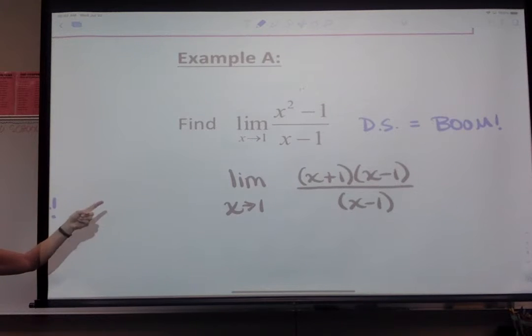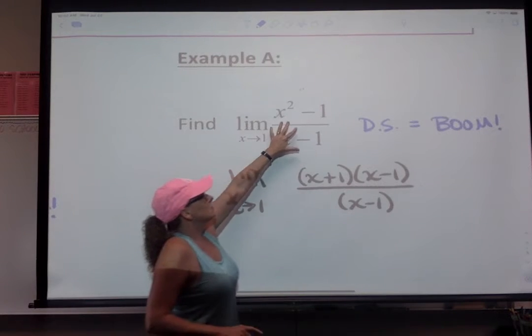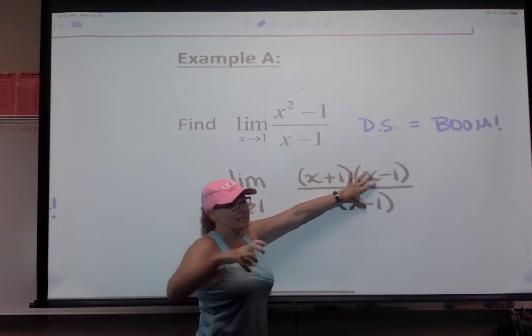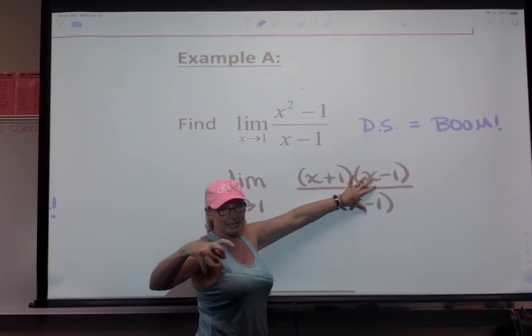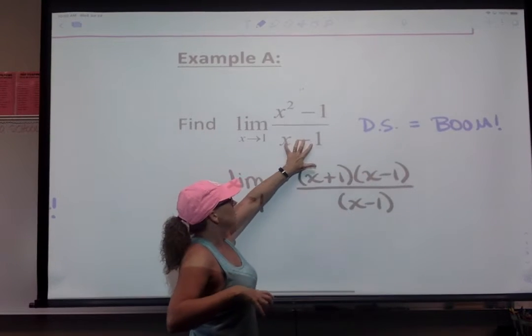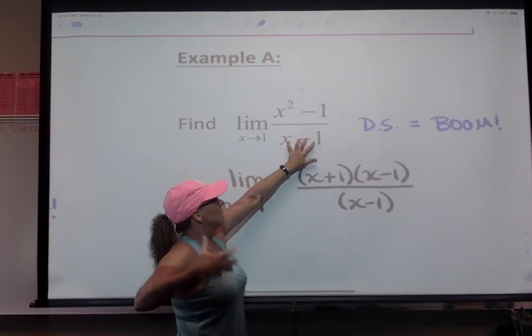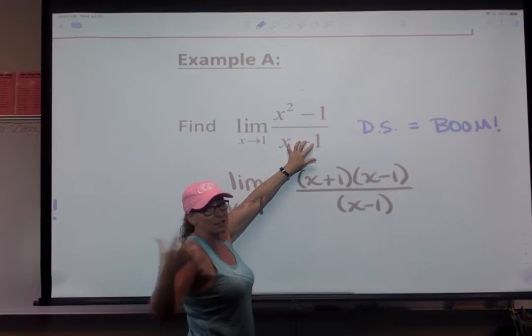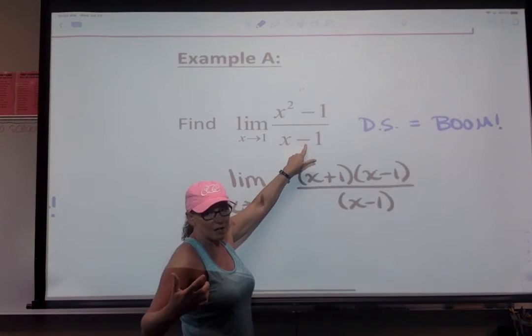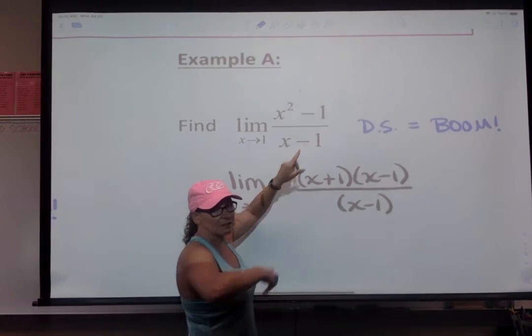So Plan A, direct substitution, that didn't work. Plan B, we are going to take this function and manipulate it legally any way we can so that the denominator does not contain x minus 1 anymore. Because if the denominator doesn't contain x minus 1, more than likely I'll be able to plug 1 in to find the limit.